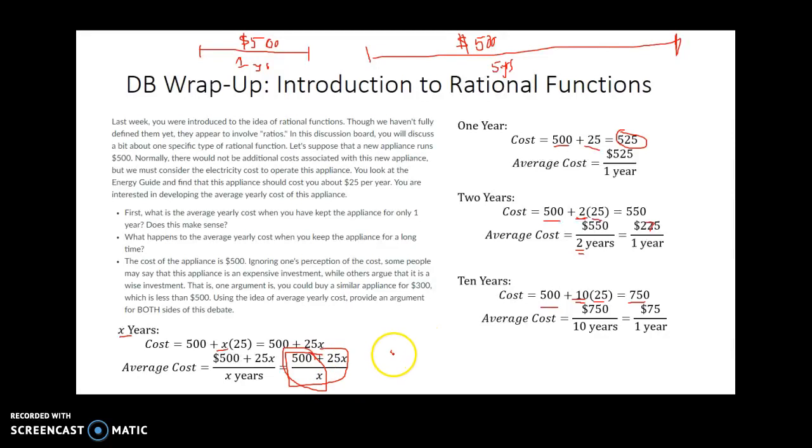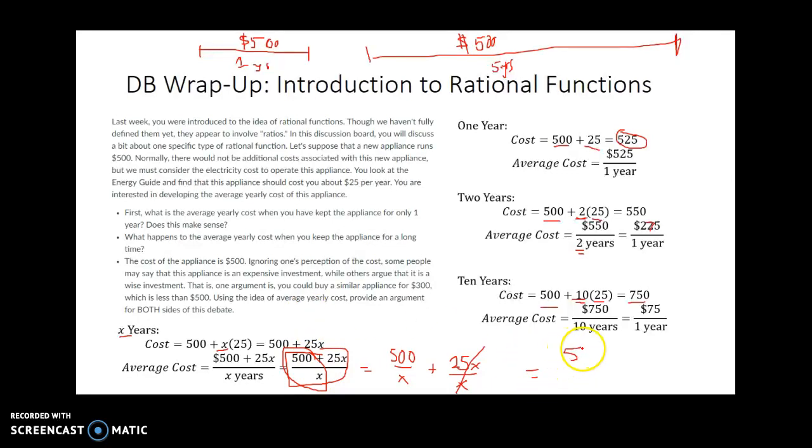However, if we look at the second term, let me write this another way: 500 divided by X plus 25X divided by X. The reason I can do that is because of the idea of common denominator: whenever we add two fractions, as long as we have a denominator that's common to both of those fractions, we can add their numerators. But what this allows me to see is that in this second fraction I have 25X divided by X. Well, that just equals 25, right? Because if I take 25, multiply it by a number, and divide it by the same number, I end up with the number I started with.